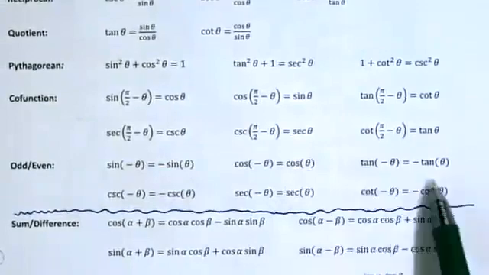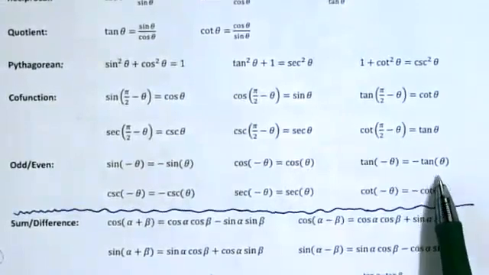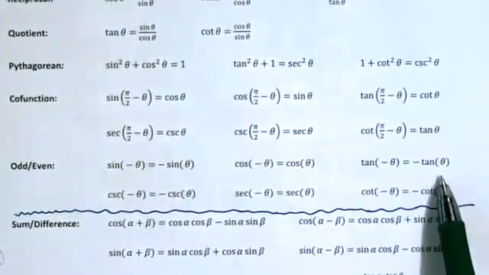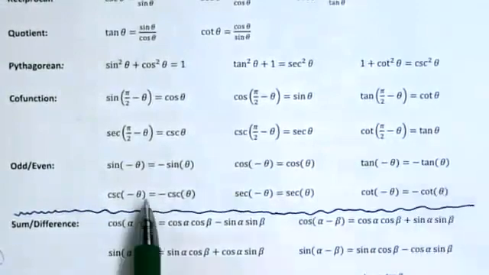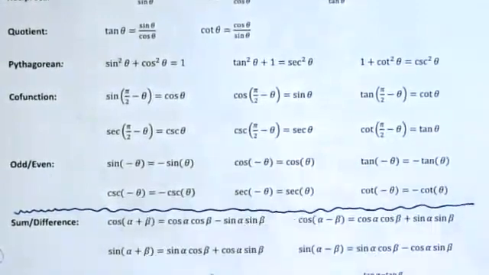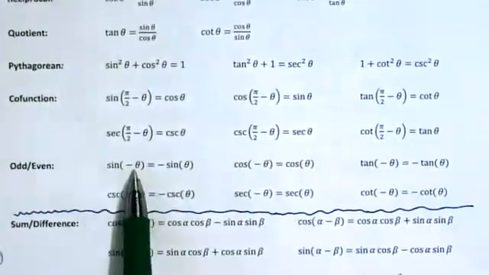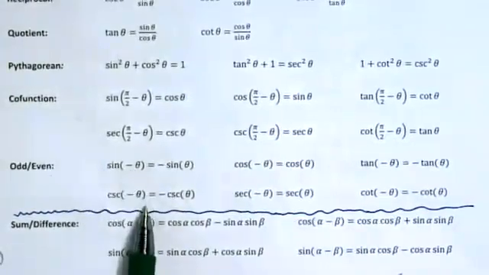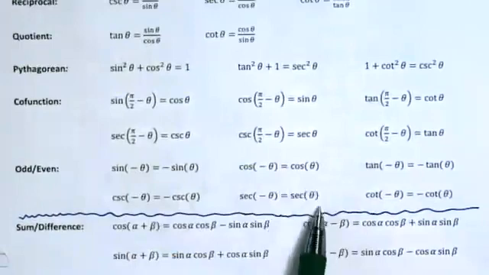It turns out the tangent is odd as well. And then the reciprocal functions all follow along with their original functions. So since sine is odd, then cosecant is also odd. Since cosine is even, then secant is also even.